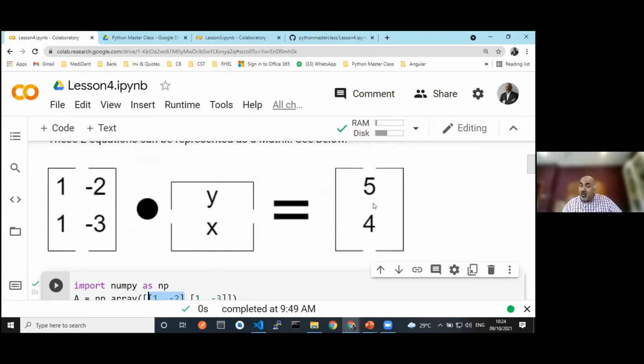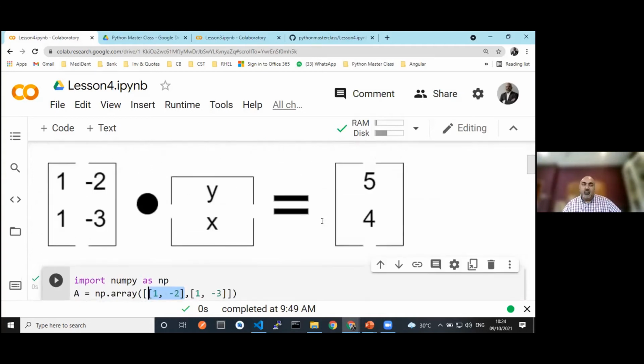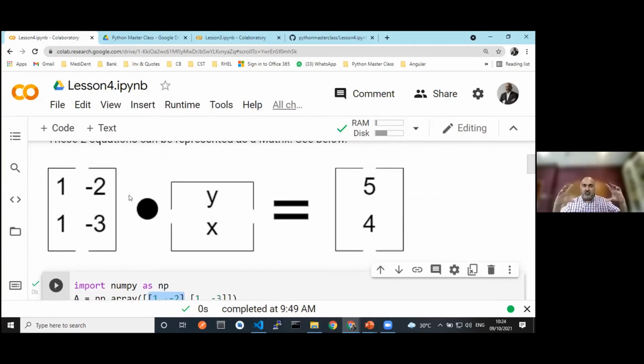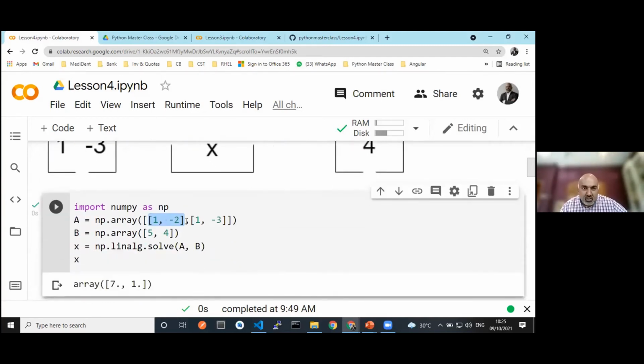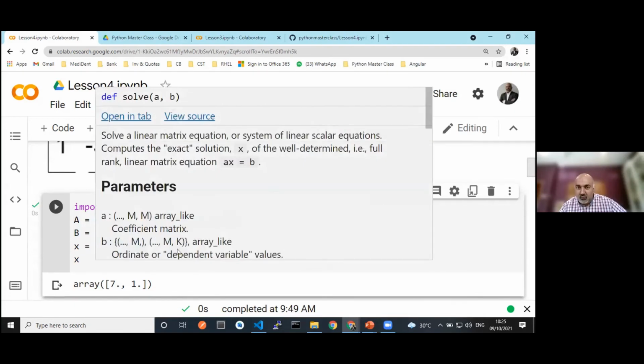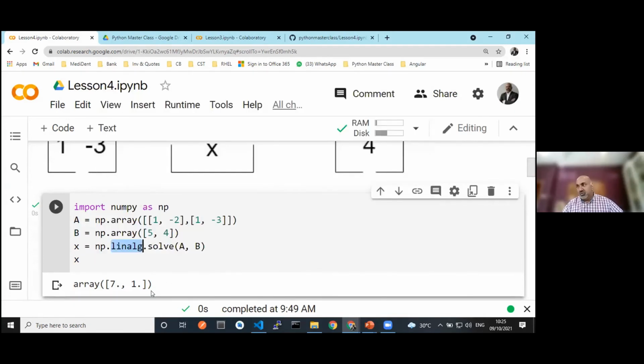Always look at the number of rows first: row, column. Okay. Row, column. So it's 2 rows, 1 column. All right. That's how we look at the shape or the dimension of the array. Okay. Row, column. Remember that. So all you need to do is call this method called linalg.solve with A and B, and it'll give you the solution. I need an ovation right now. See how easy it is.